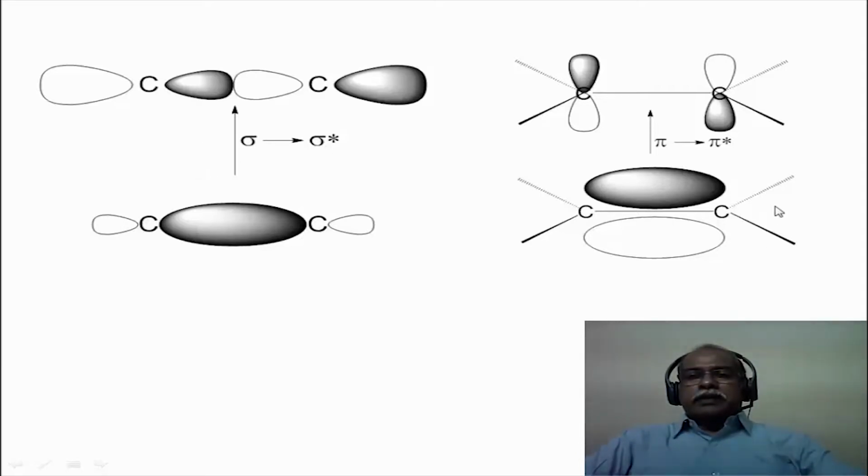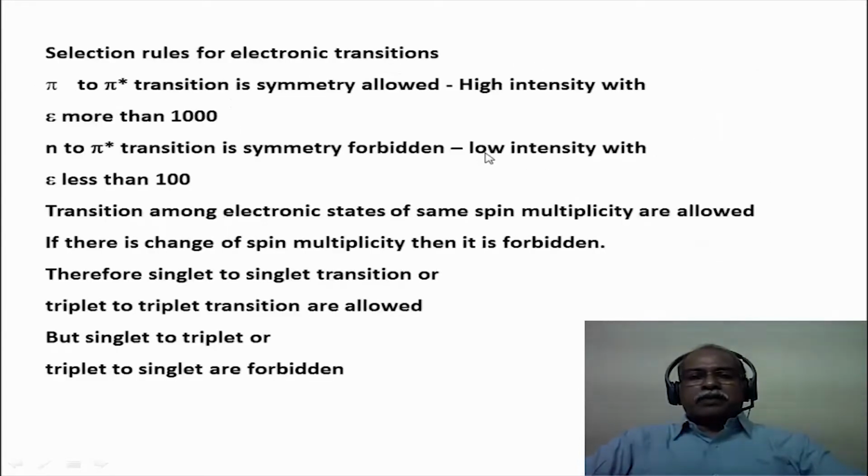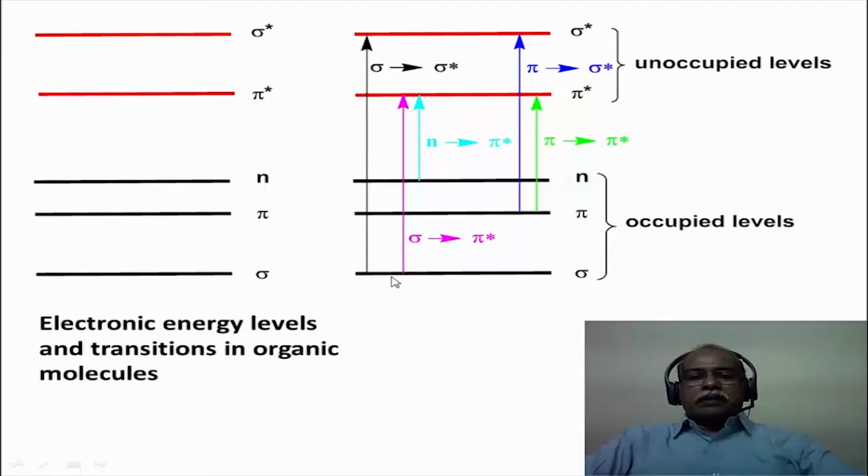Now the pi to pi star transitions are, relatively speaking, lesser in energy, as you can see from the diagram. The sigma to sigma star is the highest energy transition. Then comes the sigma to pi star transition, then the pi to sigma star transition and the n to pi star transition. In other words, the order of energy is sigma to sigma star, sigma to pi star, pi to sigma star, pi to pi star, and n to pi star, in decreasing order of the energy of these transitions.